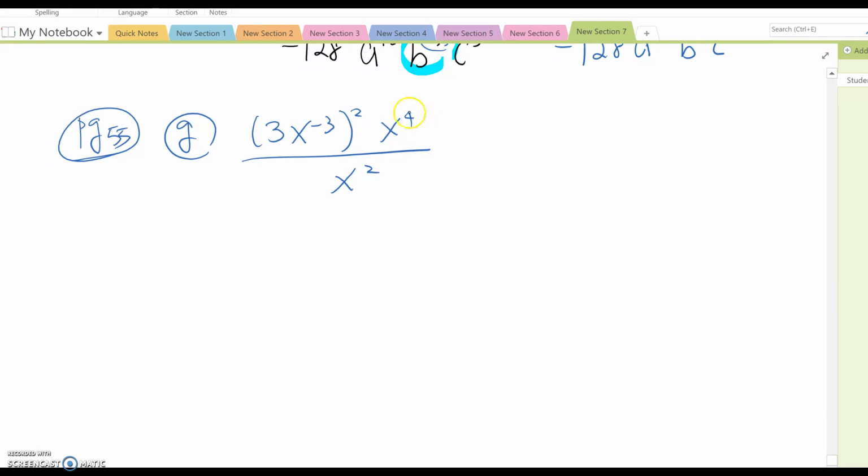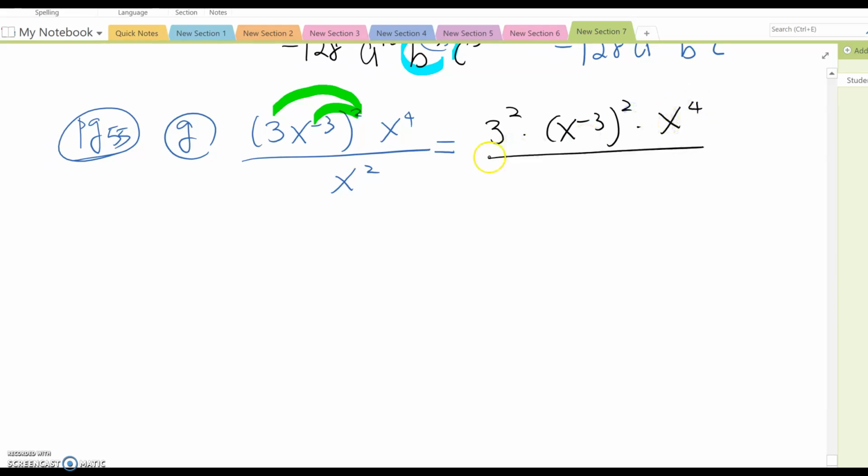Okay, so this time, as always, you distribute the exponent to each factor. Then this is going to be 3 squared and then x to the negative third squared and then x fourth over x squared. So open the parentheses and simplify the exponents, then it becomes 9 times x to the negative 6, and x fourth over x squared.